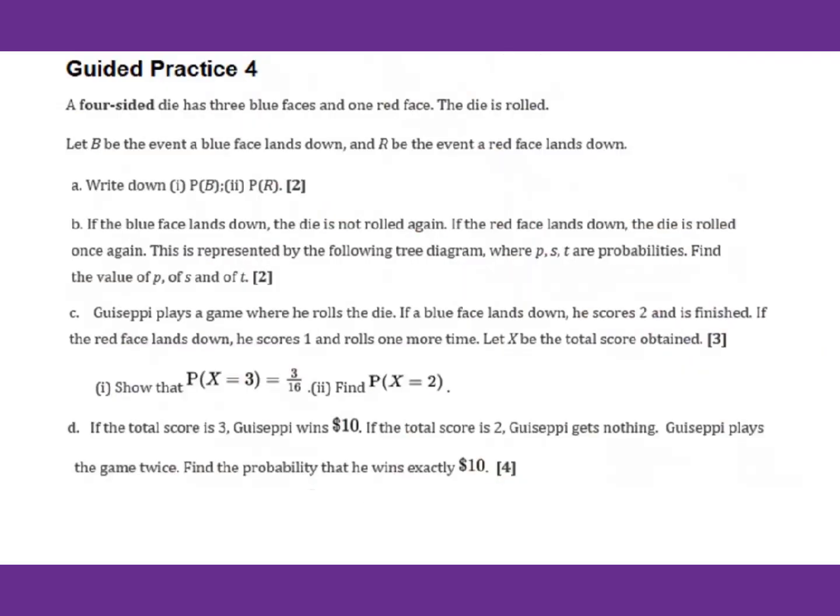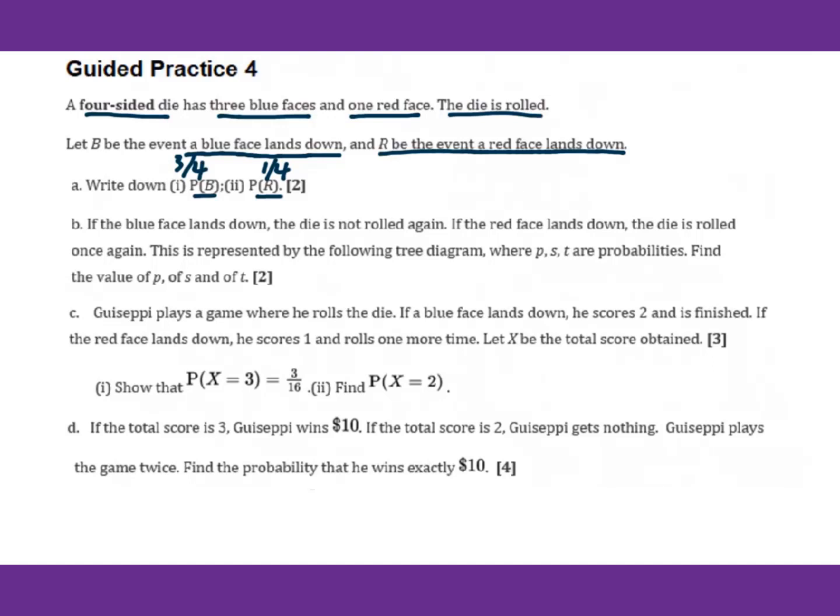Let's go to guided practice 4. A 4-sided die has 3 blue faces and 1 red face. The die is rolled. Let B be the event a blue face lands down, and R the event a red face lands down. Write down the probability of blue face and then the red. This will be 3 over 4. Red will be 1 over 4.